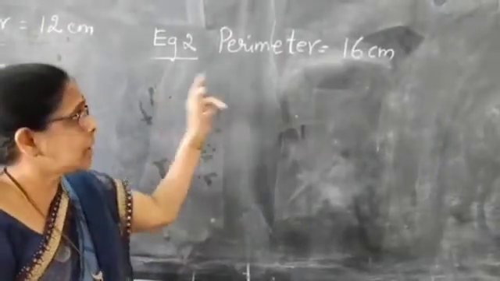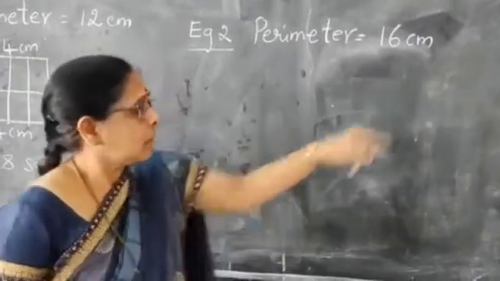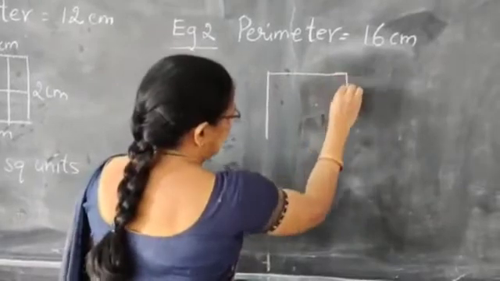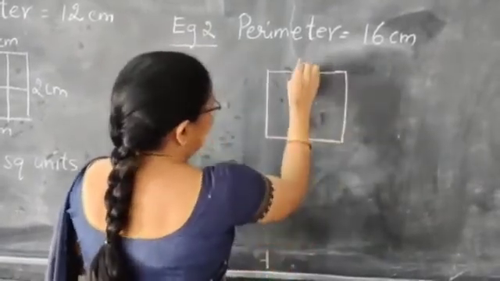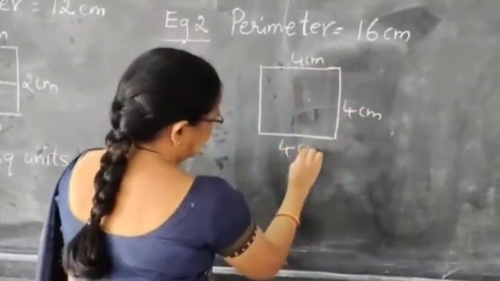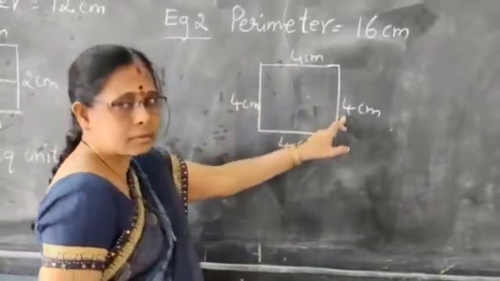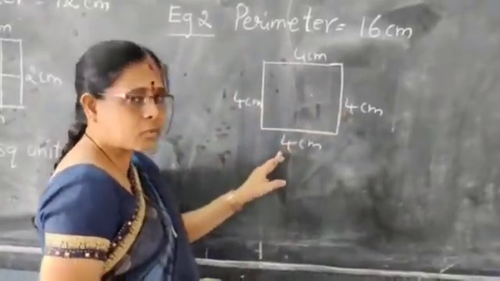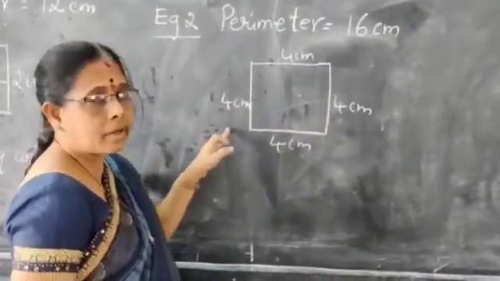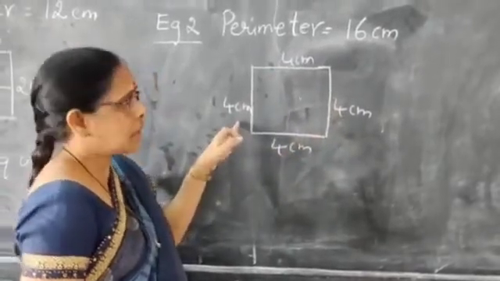This is example 2. Here I have taken the perimeter as 16 centimeter. Four centimeter, 4 centimeter, 4 centimeter, 4 centimeter. So 4 plus 4 is 8, 8 plus 4 is 12, 12 plus 4 is 16. This is the perimeter. What will you do for perimeter? You will add all sides of the shape.